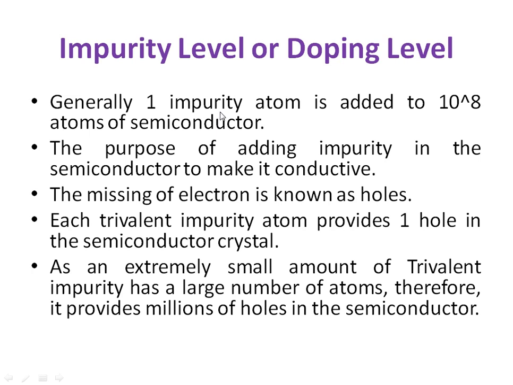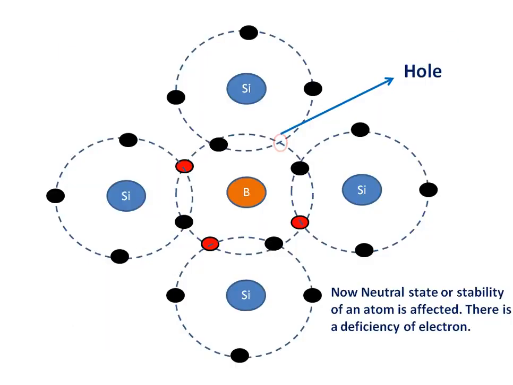The impurity level or doping level means generally one impurity atom is added to 10 power 8 atoms of semiconductor. For 10 power 8 silicon atoms you add one impurity. The purpose of adding impurity to the semiconductor is to make it conductive. The missing of an electron is known as a hole, and it means that atom is positively charged. Each trivalent impurity atom provides one hole, because we have added one boron, so one boron provides one hole. Similarly, if you add millions of borons, it will give millions of holes.